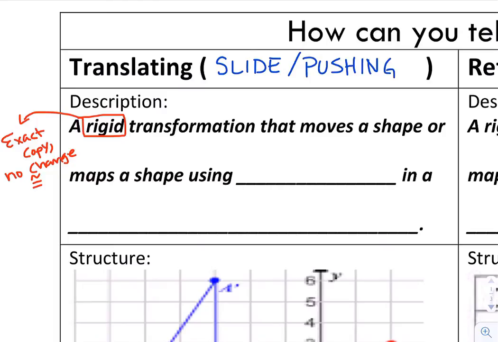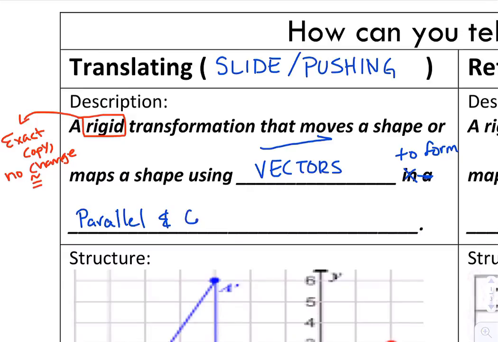So verbally, if you want a nice description, a translation is a transformation that moves the shape or maps the shape using what we call vectors. Now remember, vectors are just going to be a directional movement. It has distance and direction, and we see that as a vector. And maybe the wording here has to be changed a little bit. It uses vectors to form parallel and congruent lines.